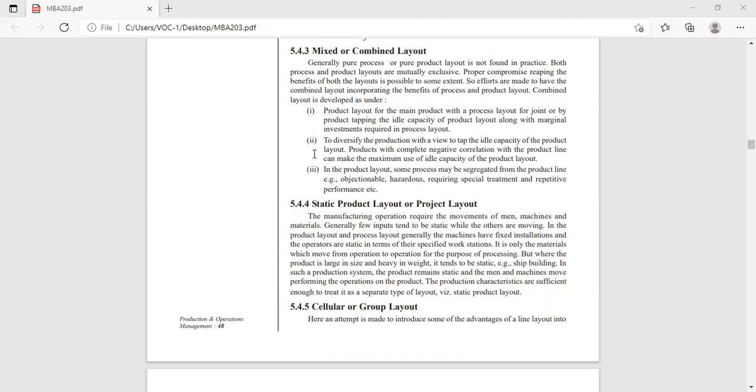Next is the static product layout or the project layout. The manufacturing operation requires the movement of men, machines, and materials. Generally, a few inputs tend to be static while the others are moving. In product layout and process layout, generally the machines have fixed installations and the operators are static in terms of their specific workstations.